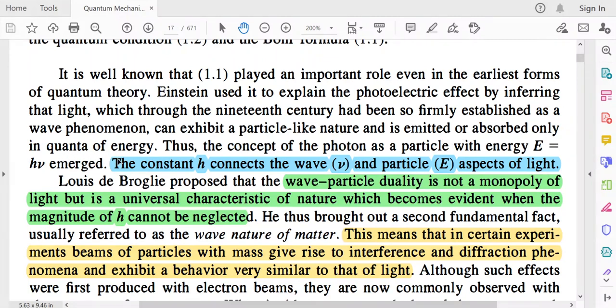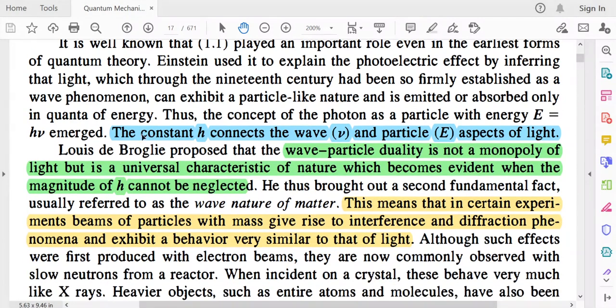So, what is known as the quanta of energy? Thus, the concept of photon as a particle with energy E equal to h nu emerged. So, to describe the particle nature of light, the concept of photon was introduced, and the equation E equals h nu emerged. In this equation, you see that h, that is Planck's constant, connects E with nu.